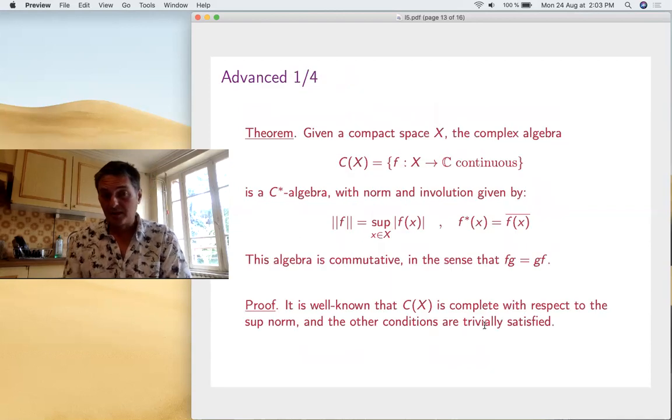Now, at a more advanced level, so this was good. I mean, we have a bit of eigenvalue theory for the operators on a Hilbert space and more generally C-star algebras. Now, with C-star algebras, you can do a lot of interesting things. So the idea is that given a compact space X, the algebra of functions continuous on X is a C-star algebra, right? You put the sup norm, and the involution just works.